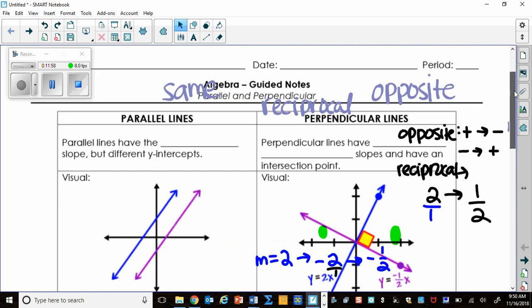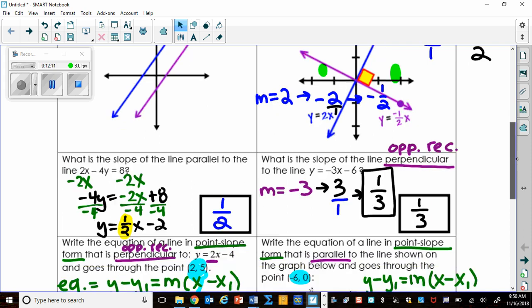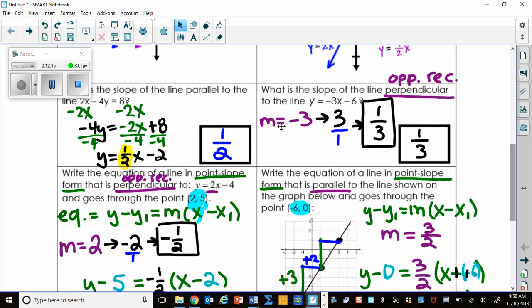Oop, it shifted a little bit. But just remember that for parallel, you have the same slope. With perpendicular lines, you have opposite reciprocal slopes, and you will have to do extra. You can map it out here like I wrote on this example. You start with a number, you go to another number. Just follow the steps, opposite and then reciprocal.